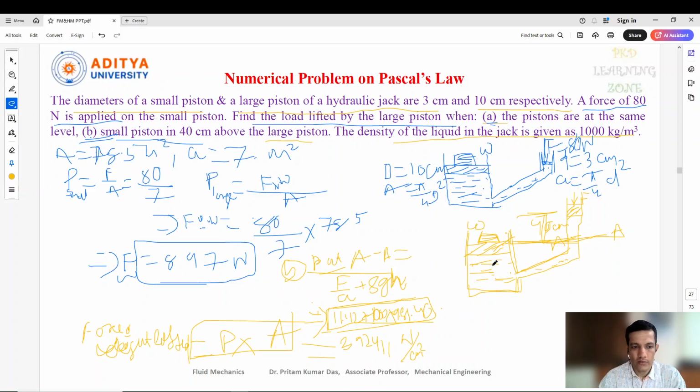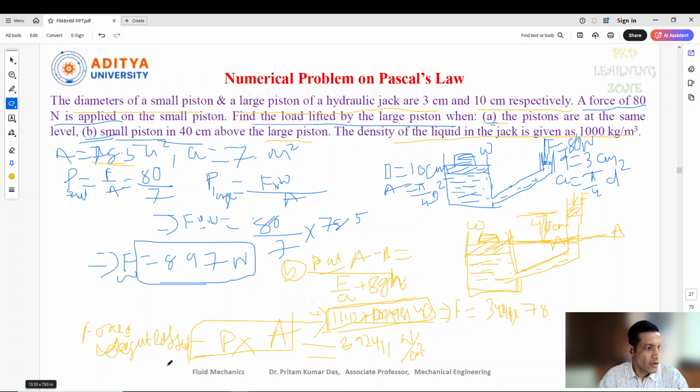Let me write that here. The force lifted by this: the pressure intensity is 392,411 into the area, which equals 78.5 centimeter square, not meter square, centimeter square. By that we can find out the total.